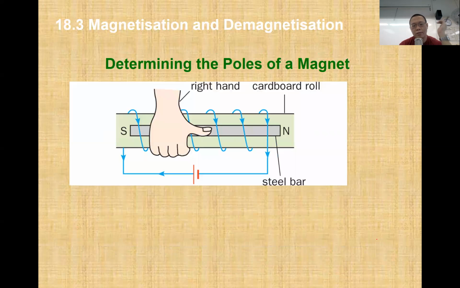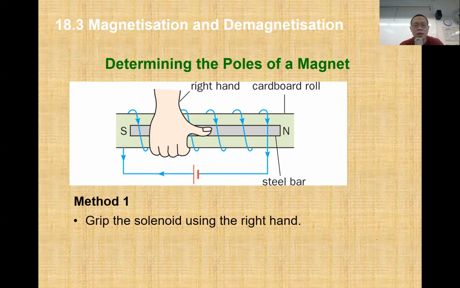Now, this is how we look at the poles. This is what we call the Maxwell right hand grip rule. You grip the metal bar using your right hand. You have to use the right hand. The fingers will follow the current direction. So if your current is flowing downwards, let's say this is the metal bar and the solenoid is here. You have to look at the circuit to see where the current is flowing. For this question, you'll find that the current is flowing from the back to the front and downwards.